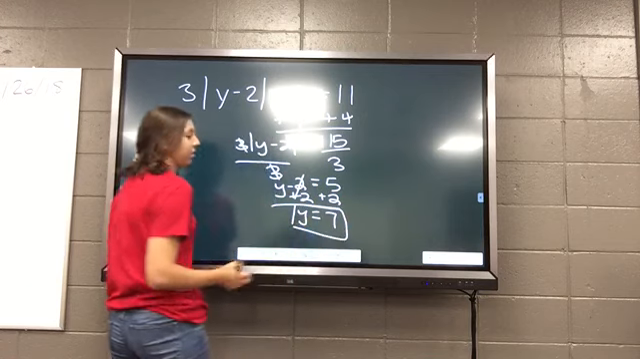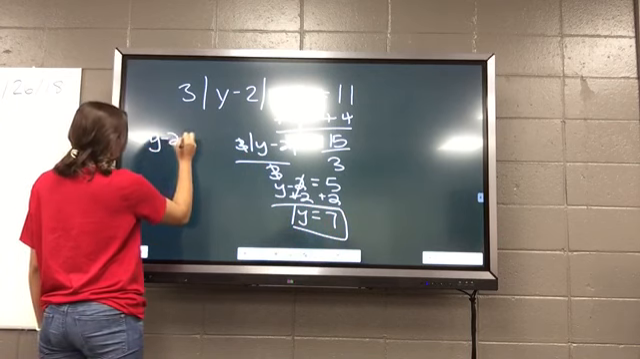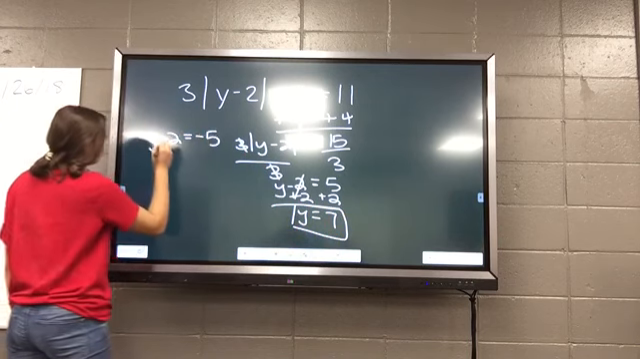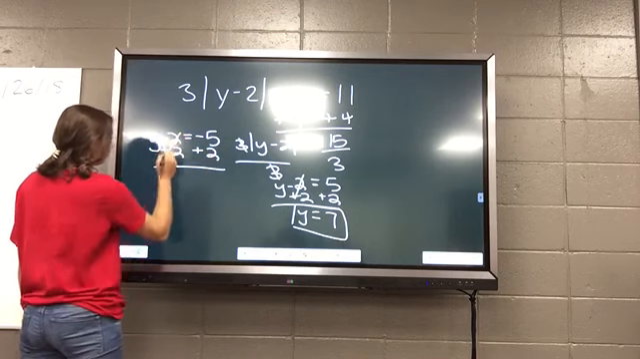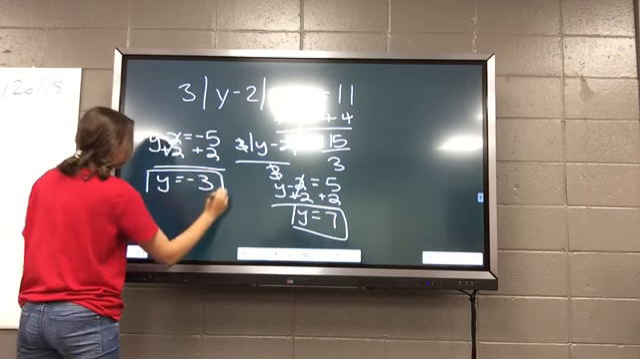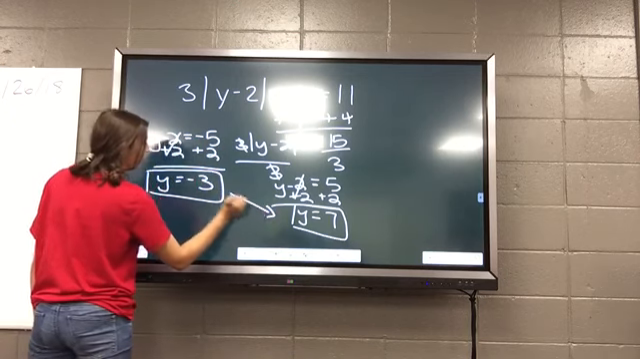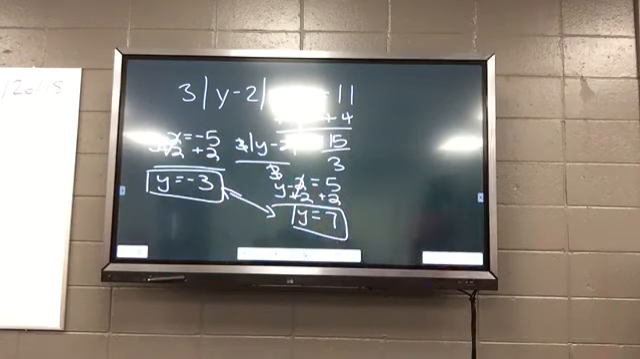All right, y equals 7 is one of them. Y minus 2 equals negative 5 is the second equation. And then y equals negative 3 is the second. And they go back and forth. Okay, good job, Caroline. Those are the correct answers. Very good work, very clear.